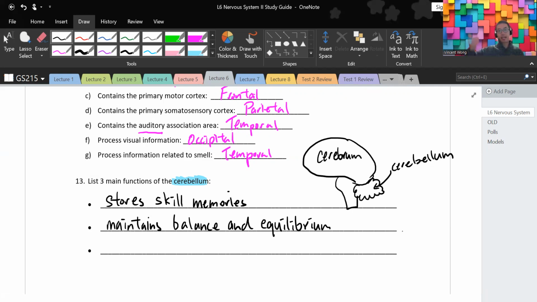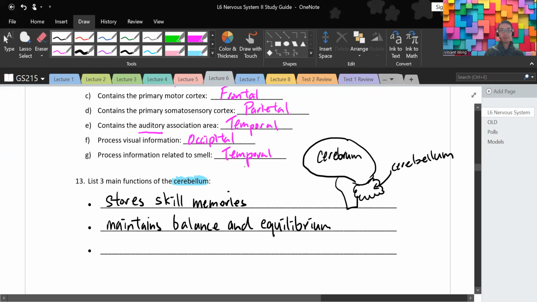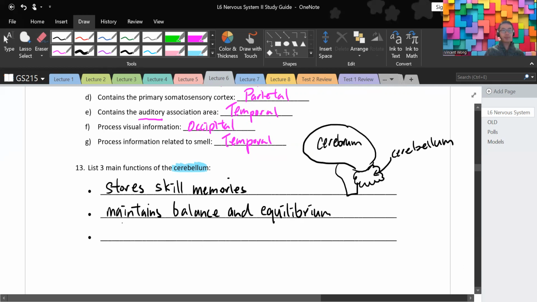Learning how to ride a bike and not tip over, you're training your cerebellum to maintain the balance, shifting your weight as you turn, for example. Last one is that the cerebellum ensures smooth execution of movement.